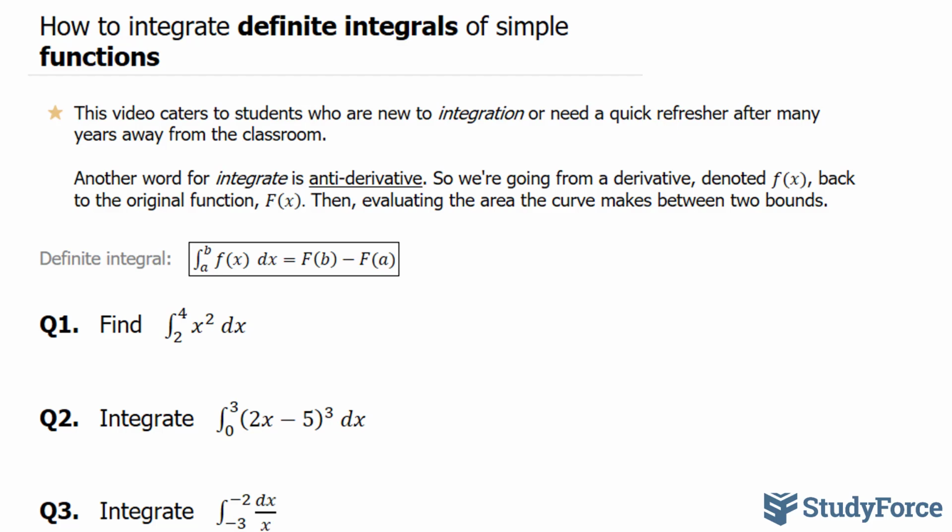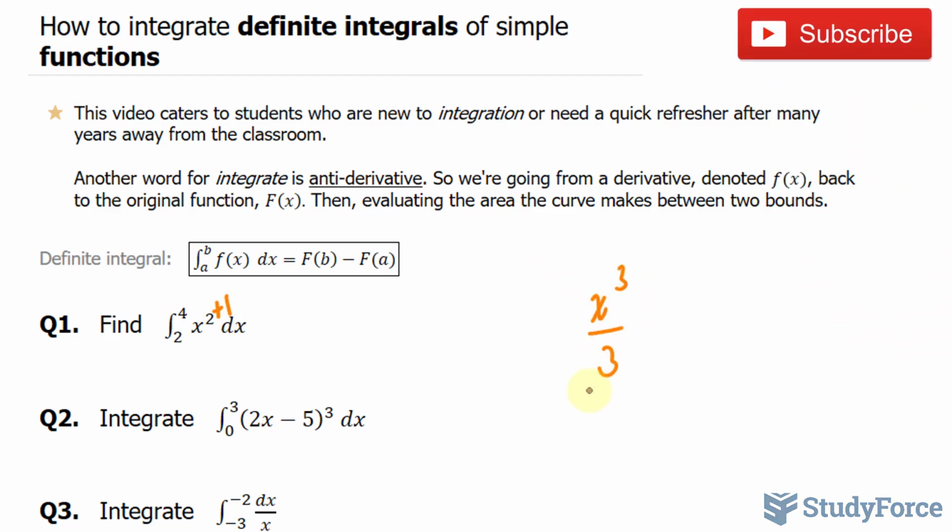In question 1, they want us to find the integral of x to the power of 2 dx between 2 and 4. The lower bound is 2, the upper bound is 4. We first find the antiderivative of this function, and then we use this formula to find the definite integral. Here's what I mean. The integral of x to the power of 2, we simply add 1 to the exponent, and the sum of that we divide by the term in this case. So we have x to the power of 3 over 3. The sum was 3, so I divided by 3.